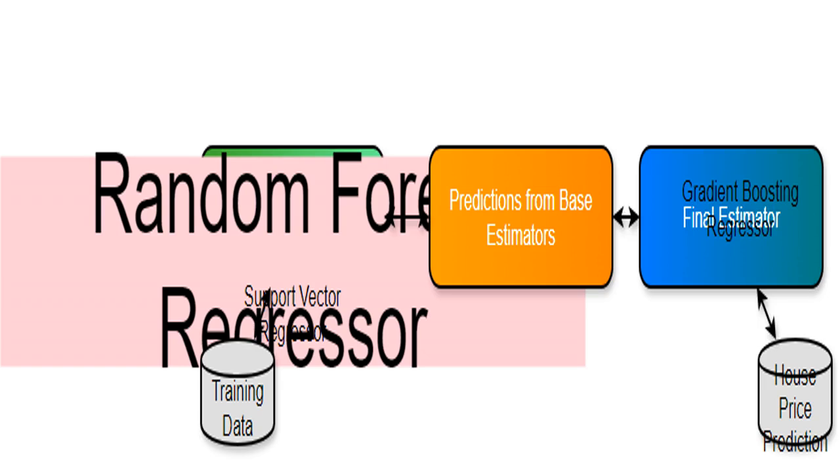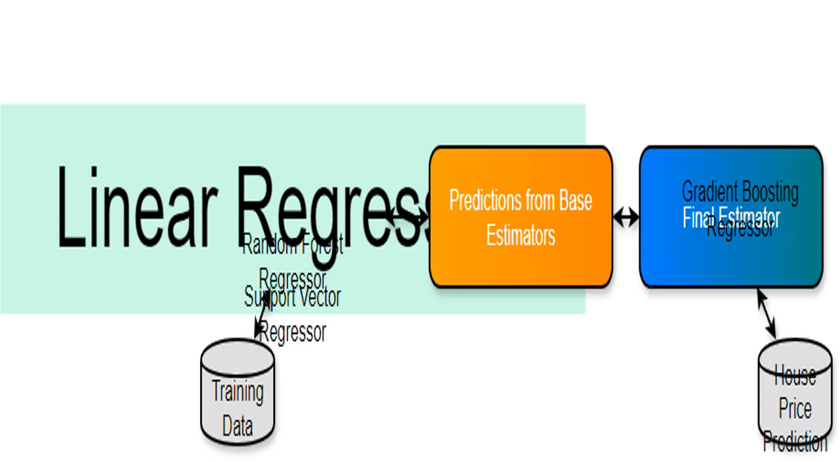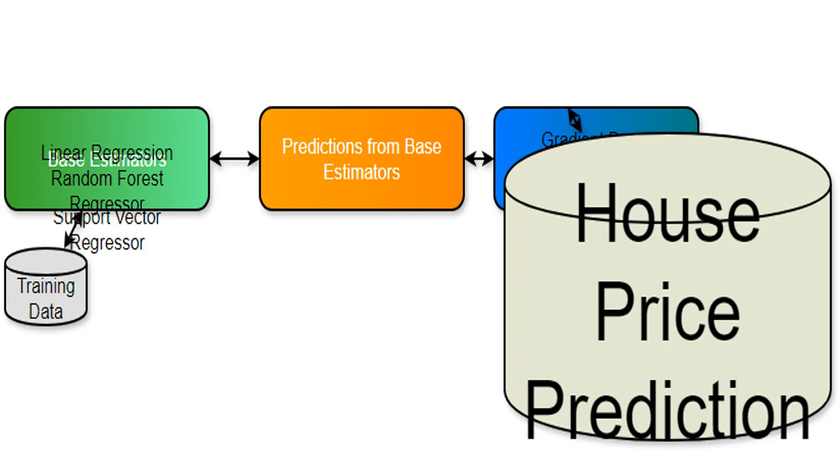Another base estimator. It works by finding the optimal hyperplane to separate the data. Yet another base estimator. It uses lots of decision trees to create a more robust prediction. The ultimate goal: to accurately predict the price of a house using the power of ensemble learning.